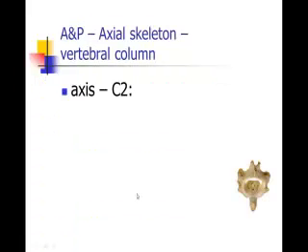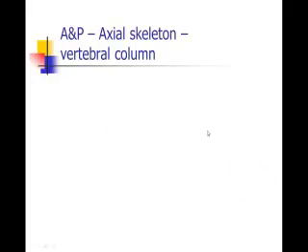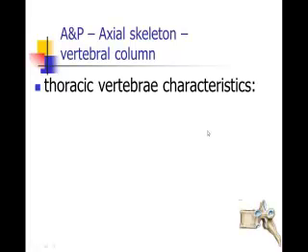Okay. Then we have the axis. Axis is C2. The axis is different from all the other vertebrae because instead of having one body, it has 2 bodies. It has this normal body, plus it has the dens, or odontoid process. And the odontoid process, it means it's supposed to resemble a tooth, right? And that's where the atlas revolves around it, or rotates around it.